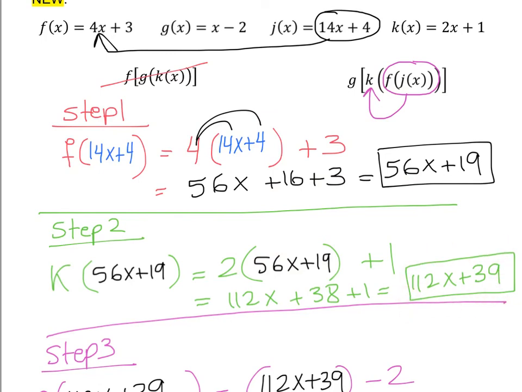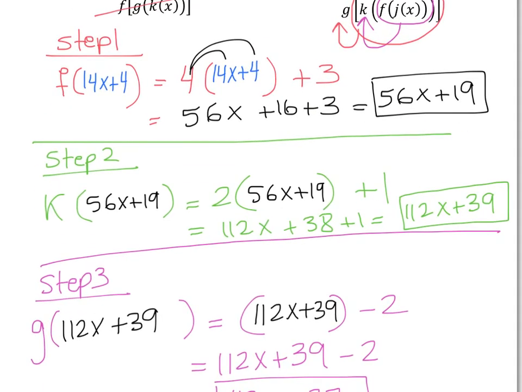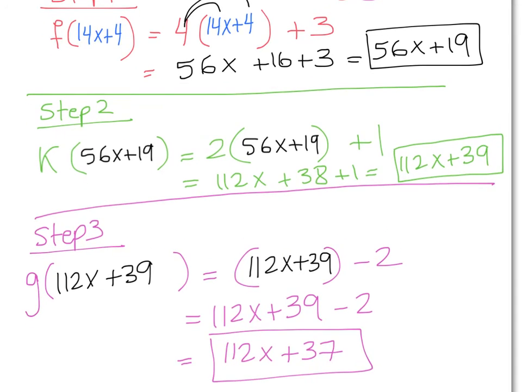Now, that answer for the k, you need to plug it into g. Let's look at g. What is g? G is just x minus 2. So you put parentheses minus 2, and that goes in the parentheses. Again, here you don't need to distribute because there's nothing in front of the parentheses, so you can just disregard the parentheses. So 112x plus 39 minus 2 would be 112x plus 37, and that would be your final answer.